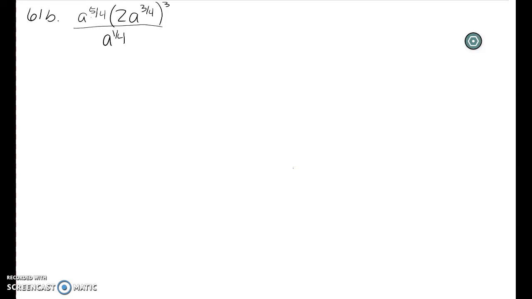I'm doing number 61b on page 30. You have a to the 5/4 times 2a to the 3/4 cubed over a to the 1/4. The first thing I'm going to do when I'm working this problem is look at the instructions. It says to assume all letters are positive numbers. So that tells me two different things.